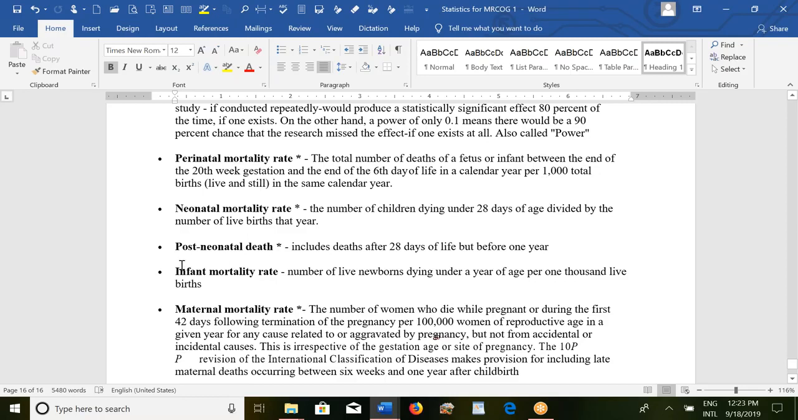Then what is post-neonatal death? It includes deaths after 28 days of life but before 1 year. What is infant mortality rate? Number of live newborns dying under a year of age per 1000 live births.